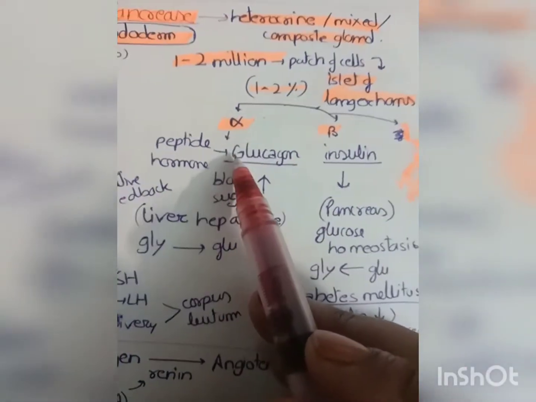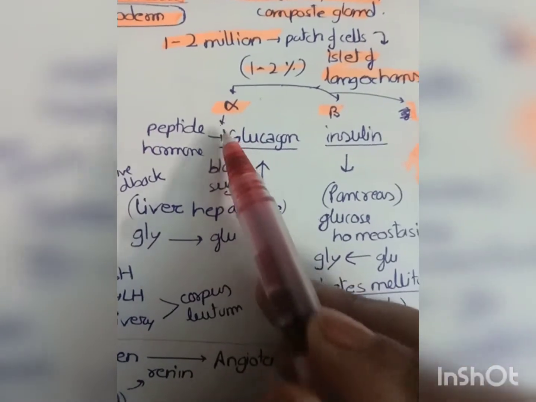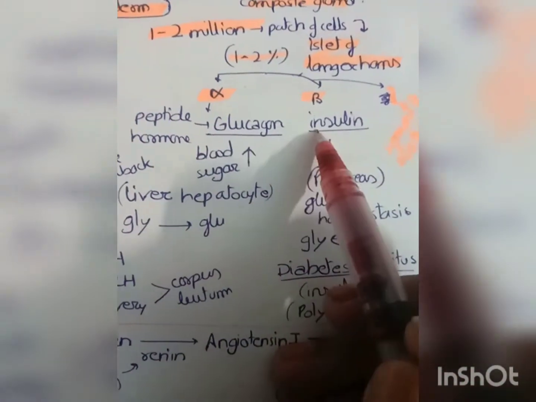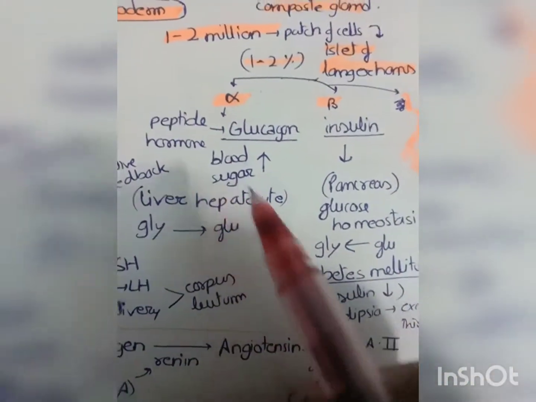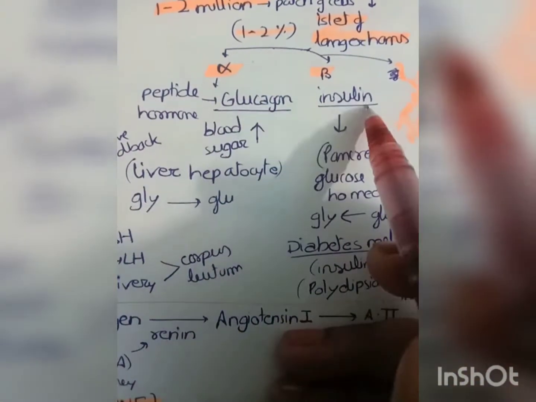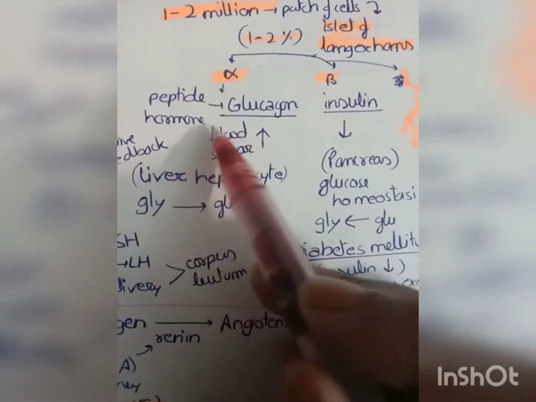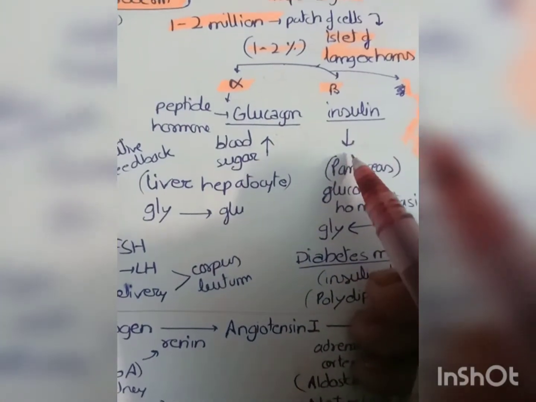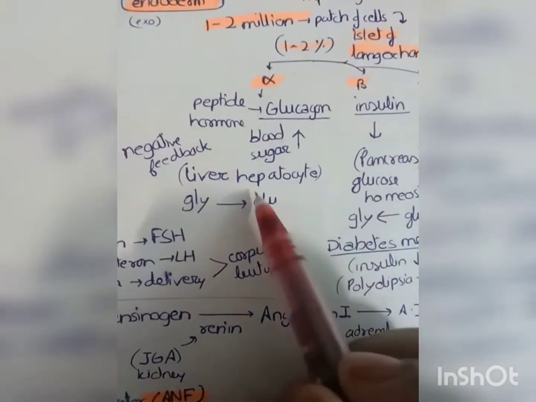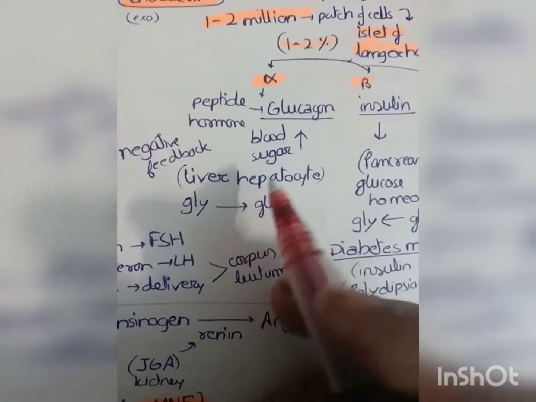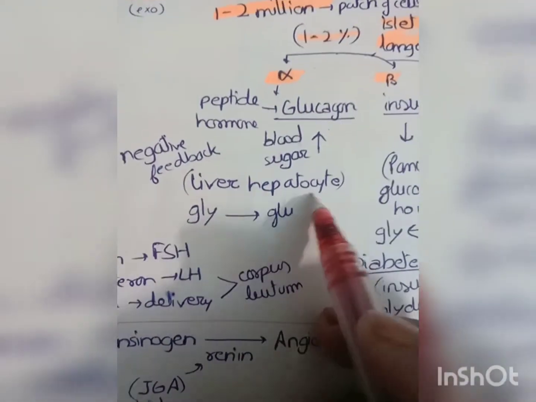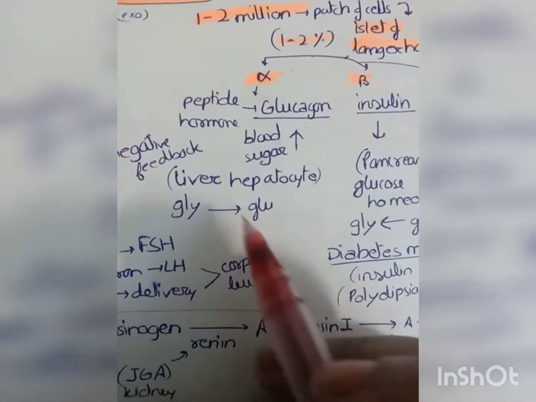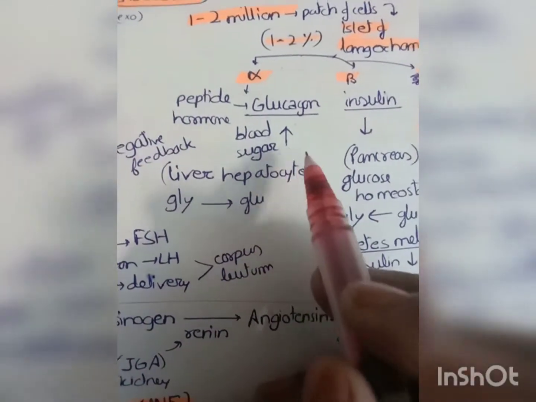We know that alpha cells secrete glucagon and the beta cells secrete insulin. Both of these hormones are peptide hormones, and they have opposite functions. Glucagon is responsible for increase in blood sugar. On the other hand, insulin is responsible for decrease in the blood sugar. Glucagon is secreted by the liver hepatocytes. What are hepatocytes? They are the cells of our liver. The function of glucagon is to convert glycogen into glucose, and hence it increases the blood sugar level.